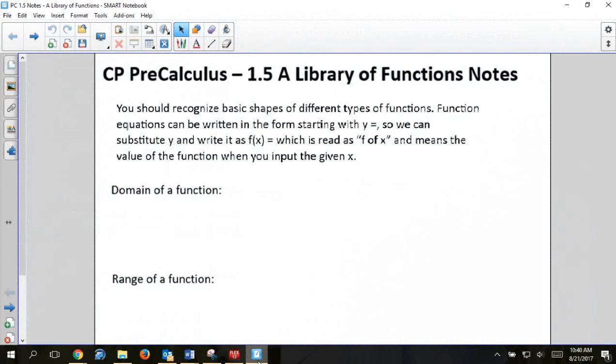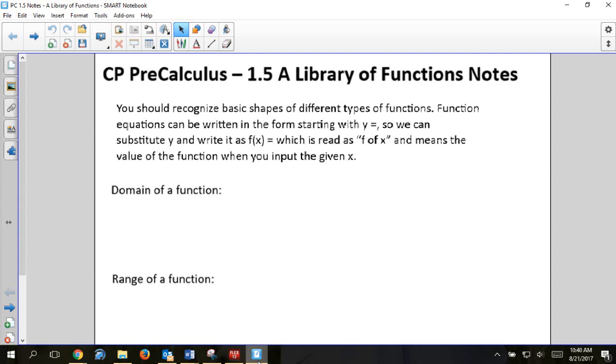Okay, so we're doing section 1.5 in the book today. It's a library of functions. Today we're going to do the functions that you learned in Algebra 2 or before, and then tomorrow we're going to do new functions that you probably haven't done before. So we're going to do 1.5 in 2 days.